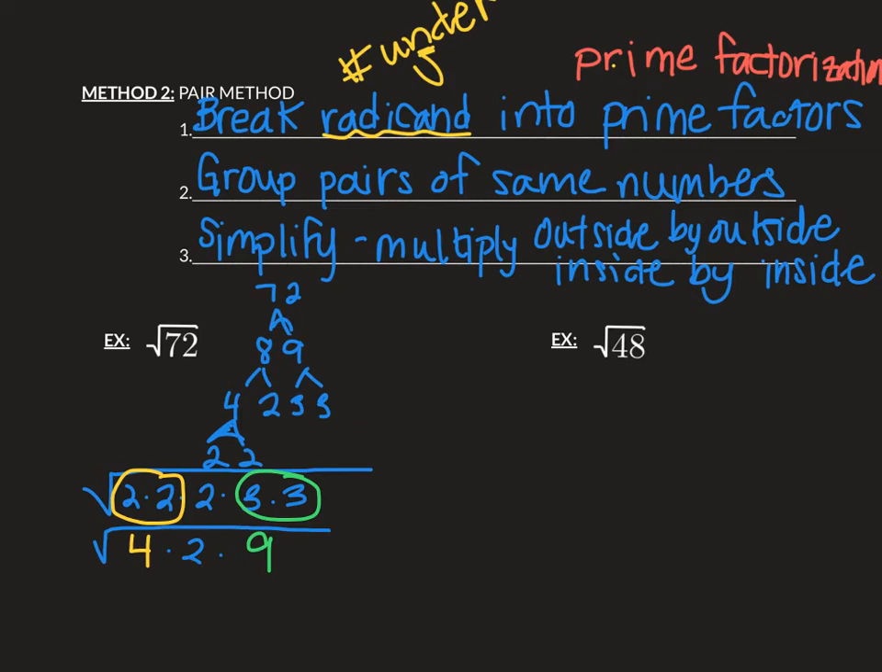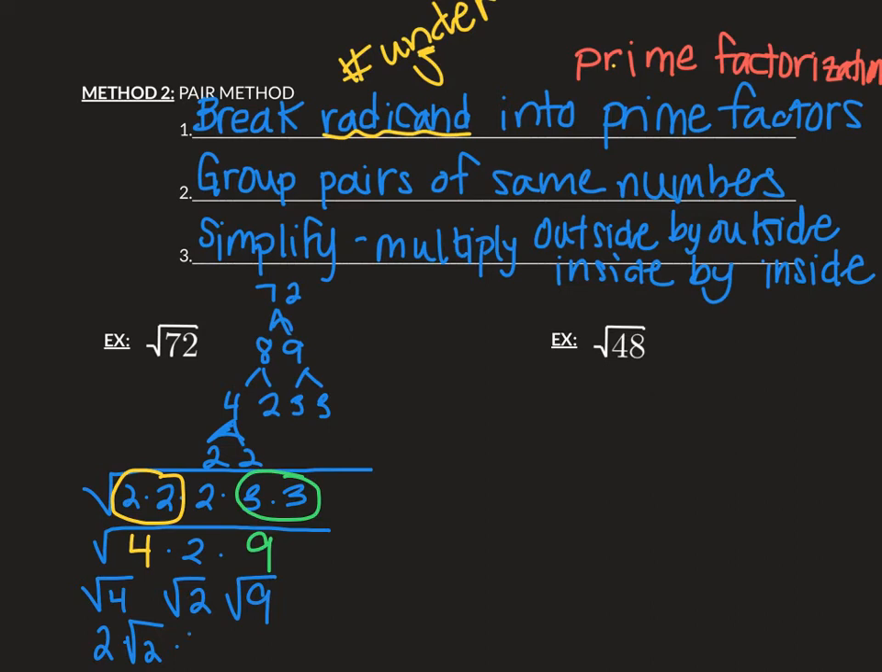Now using the product property, I have the square root of 4 times the square root of 2 times the square root of 9. Well, what do we know about the square root of 4? It's 2. We don't know anything about the square root of 2, but we do know the square root of 9 is 3.